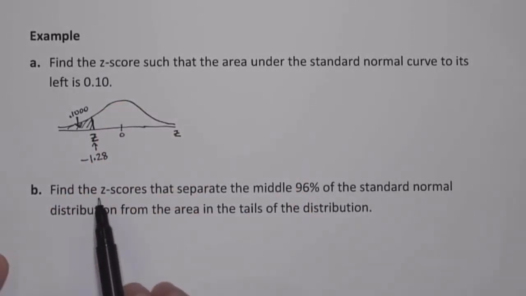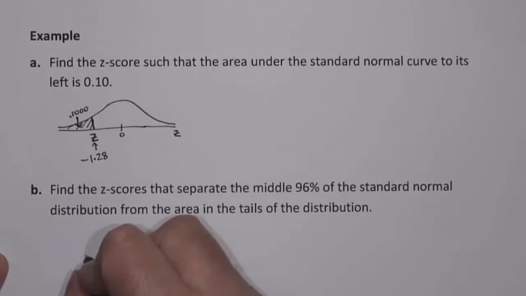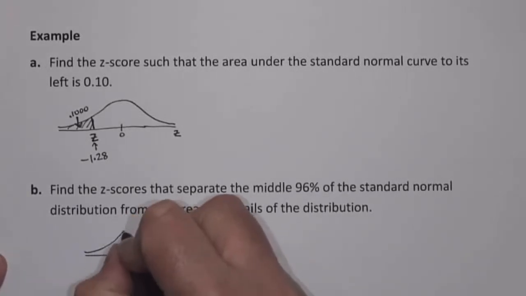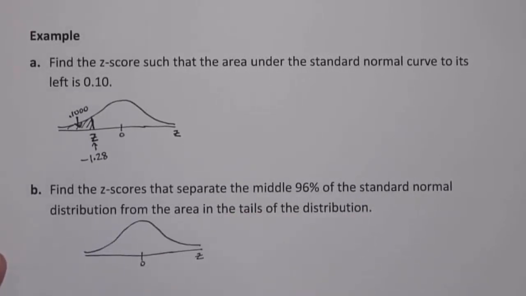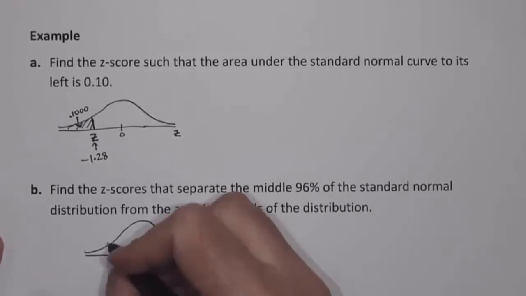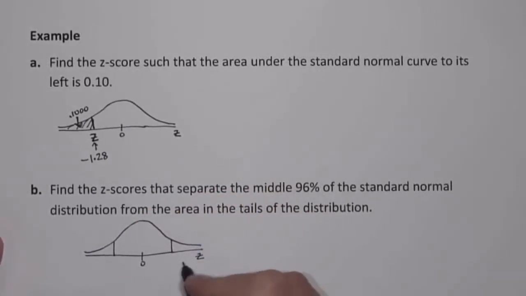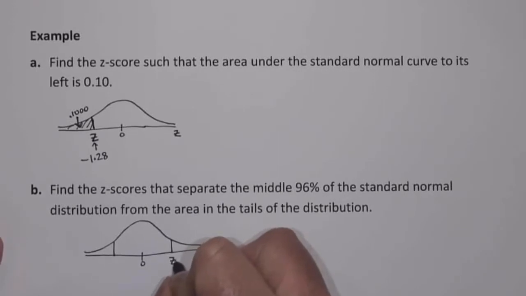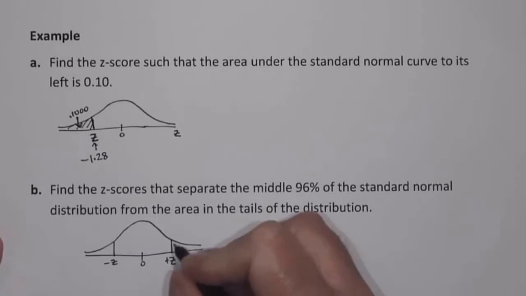In part B, we want to find the z-scores that separate the middle 96% of the standard normal distribution from the area in the tails of the distribution. Again, here we have our standard normal distribution, and we're wanting to find the z-scores that separate the middle 96% from the area in the tails. So in other words, we're going to have two z-scores. They're going to be the same value except opposites. So this is going to be a z, this is going to be a negative z. Let's call this one positive z.